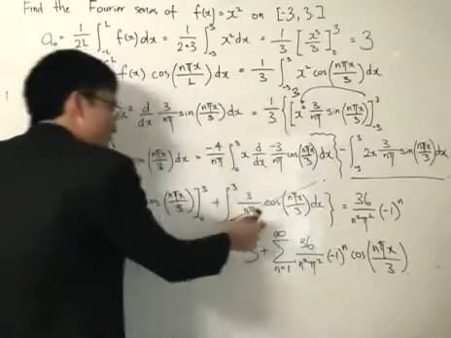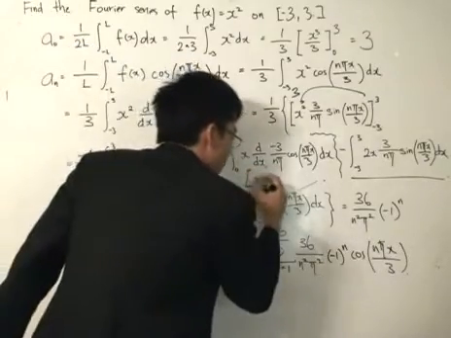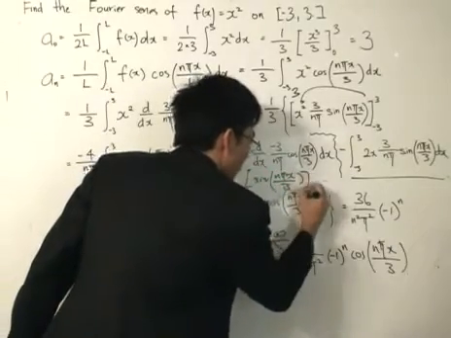This is a constant. We're not integrating this with respect to x. So this is a constant, that's why it can work. Basically, what I'm trying to say is that you will get a certain n pi x divided by 3, and you need to evaluate this.